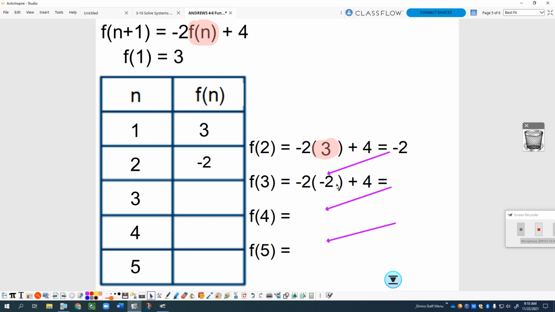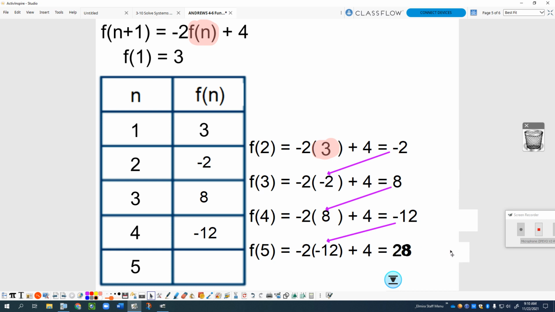-2 times -2 is a positive 4, plus 4 is 8. That's my next term in the sequence, and it's what I'm going to plug in next. -2 times 8 is -16. -16 plus 4 is -12. It's my next term, and it's what I'm going to plug in. -2 times -12 is positive 24, plus 4 more is 28.